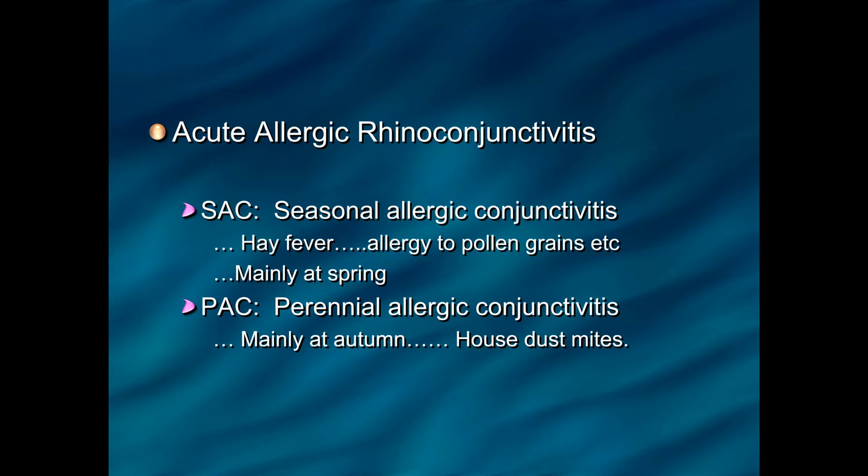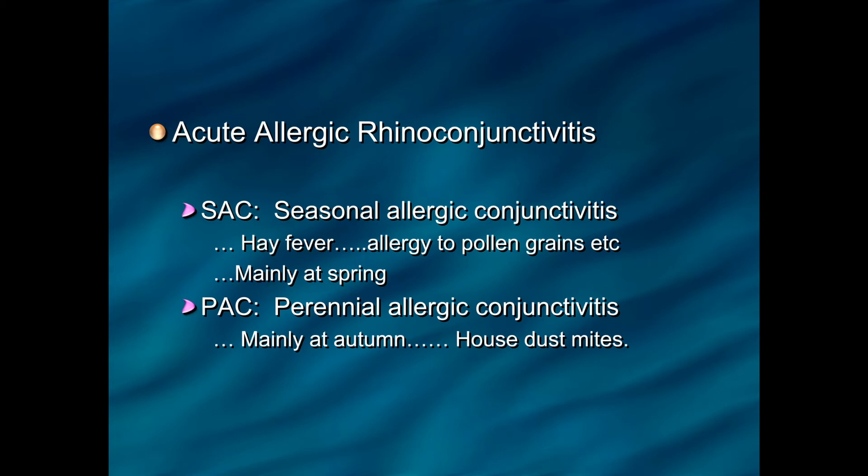In the acute condition, it is called acute allergic rhinoconjunctivitis and can be subdivided into SAC and PAC. SAC is seasonal allergic conjunctivitis, and the best example is hay fever. You know, when a person goes to a garden and is exposed to pollen grains, he can develop an acute allergic condition. While PAC is not seasonal and is present all over the year.